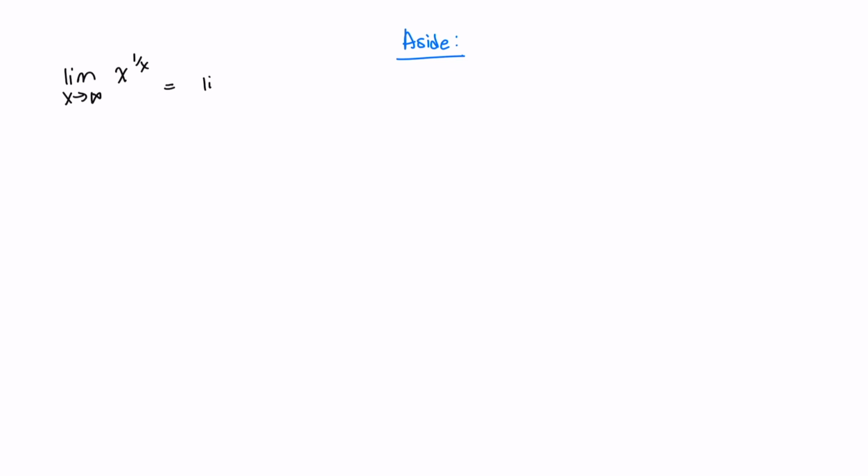I'm going to rewrite this as the limit as x approaches infinity of e to the ln of x to the 1 over x power. Now, why can I do that? Well, that's because if I have e to the ln of, say, x, that's just equal to x. These two functions are each other's inverses. And when you compose a function and its inverse, you get back just whatever input you had. Well, why am I going to do this?